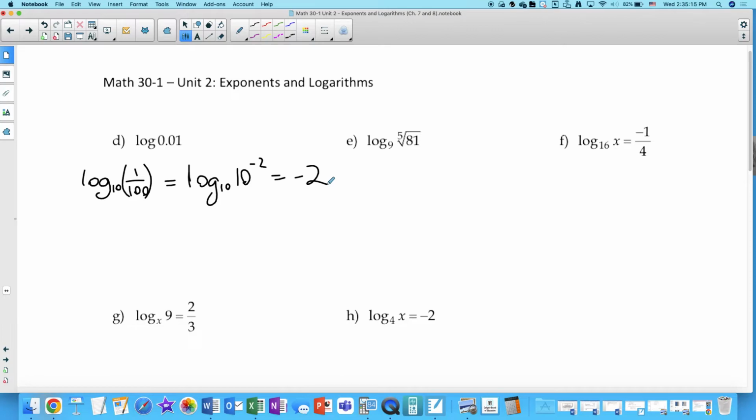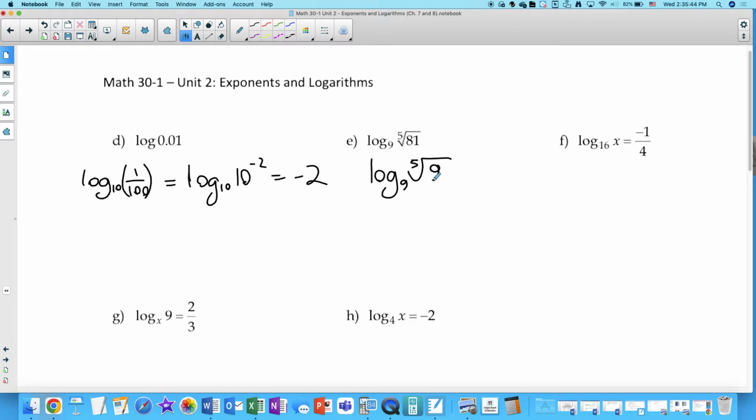Okay? All right, this guy. So this one's kind of tricky. But our base is 9. We're taking a fifth root of 81. So is there anything there that I can replace with base 9? Ignore the root for now. The 81 is 9 squared. So I'm going to start with that. Log base 9 of the fifth root of 9 squared.